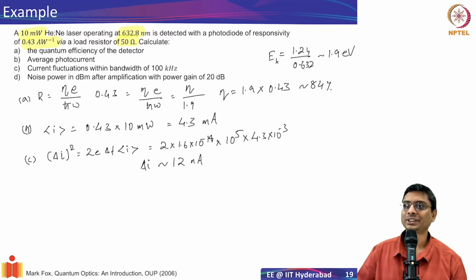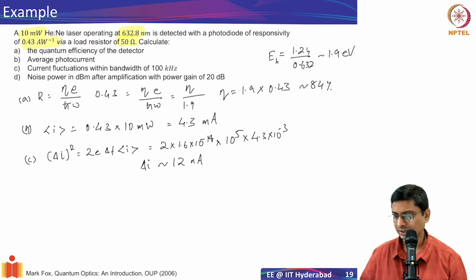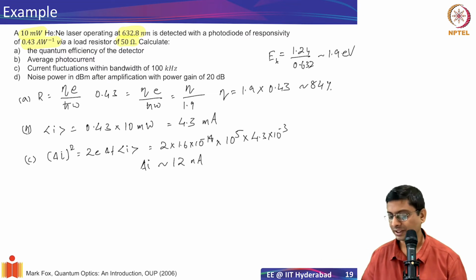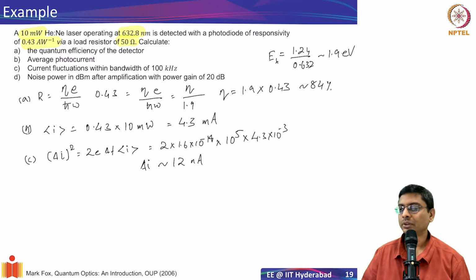So that's very important: what is the measurement frequency range? You're essentially integrating, or rather, in this case, you're looking at fluctuations anyway. All right. So that's why here the noise is about 12 nanoamps.